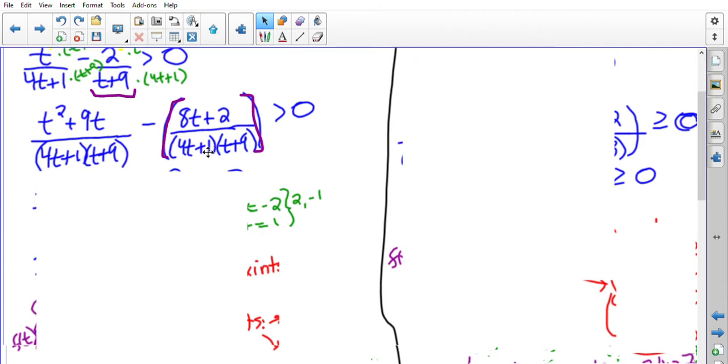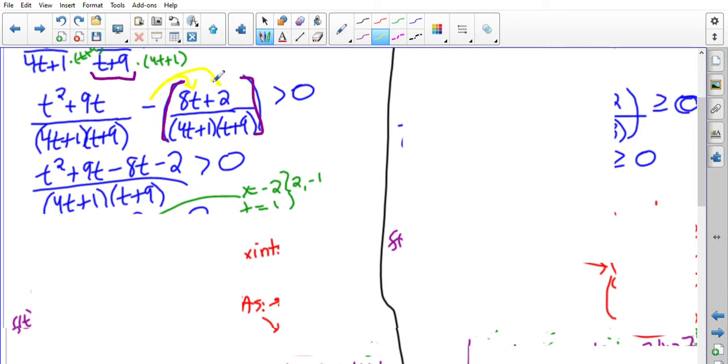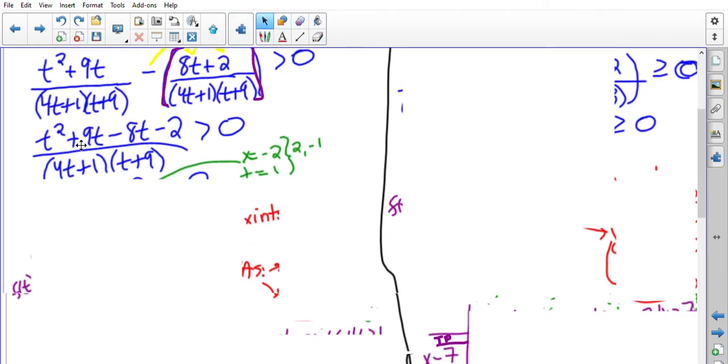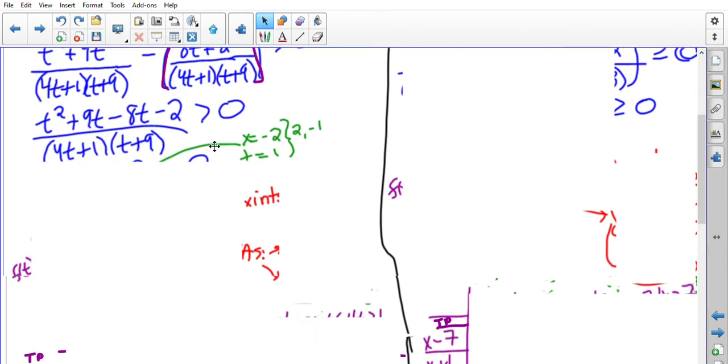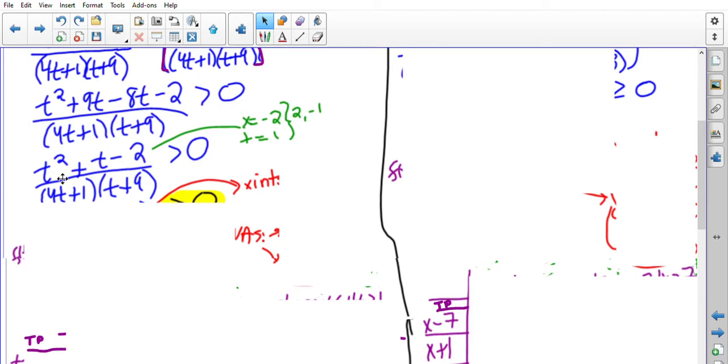Now that they both have the same denominator, we should be able to put them over the same thing. Remember here that the negative 1 gets distributed into both pieces. What happens is if you don't have those brackets, students only distribute it to the 8t and then they forget to put it to the 2. All right, so we end up with t squared plus 9t minus 8t minus 2 all over our LCD greater than 0. That gives us, when we collect like terms, t squared plus t minus 2 over our denominator greater than 0. This is a simple trinomial.